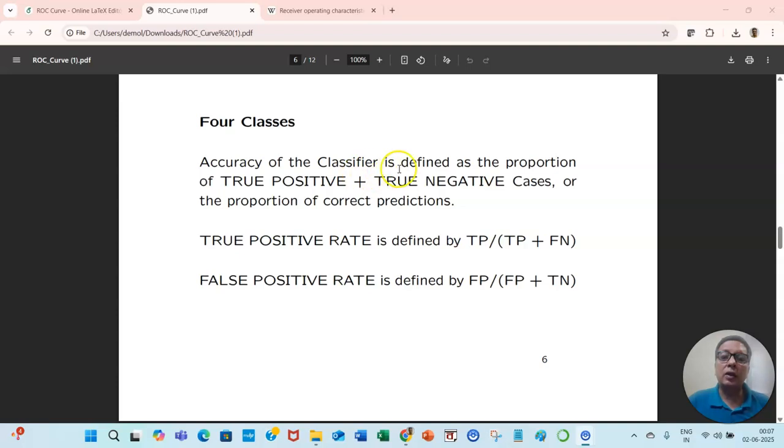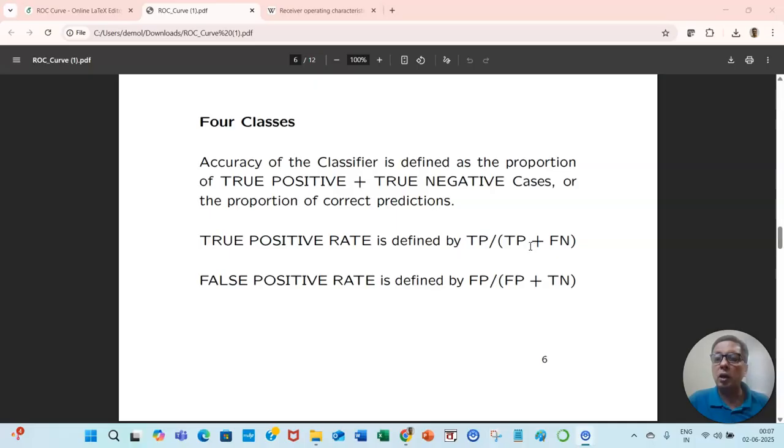Accuracy of the classifier is defined as the proportion of true positive plus true negative cases, or the proportion of correct predictions when the prediction is true. True positive rate is defined by TP by TP plus FN, true positive by true positive plus false negative.